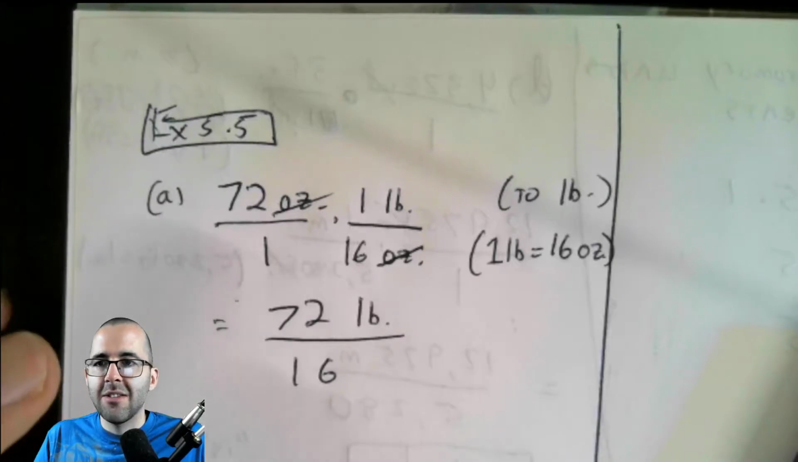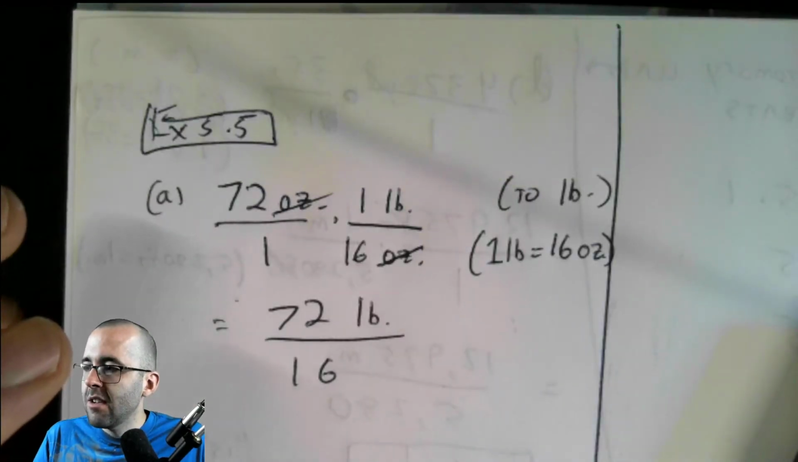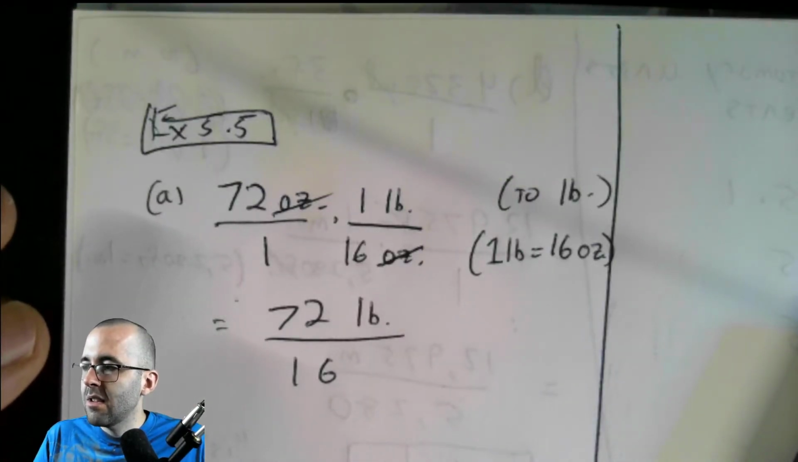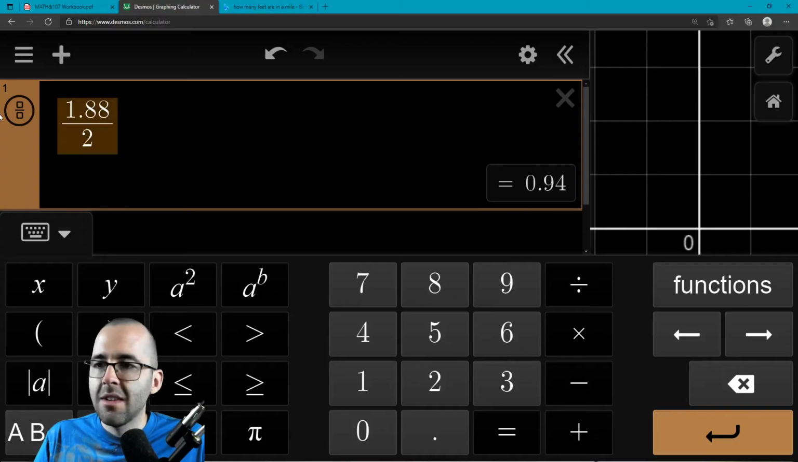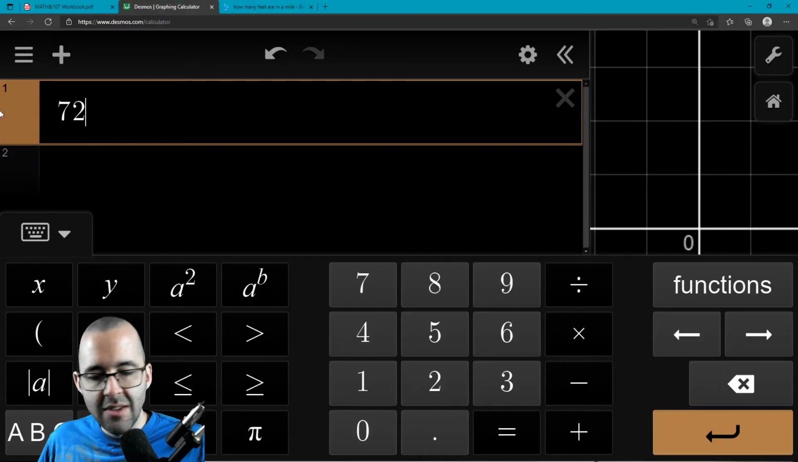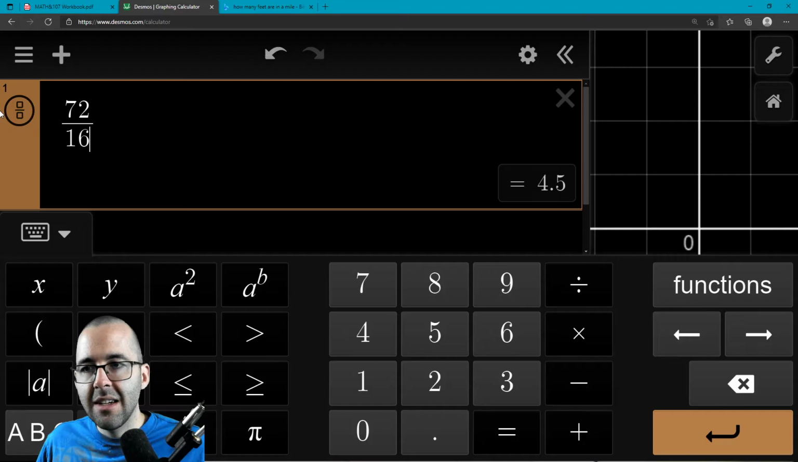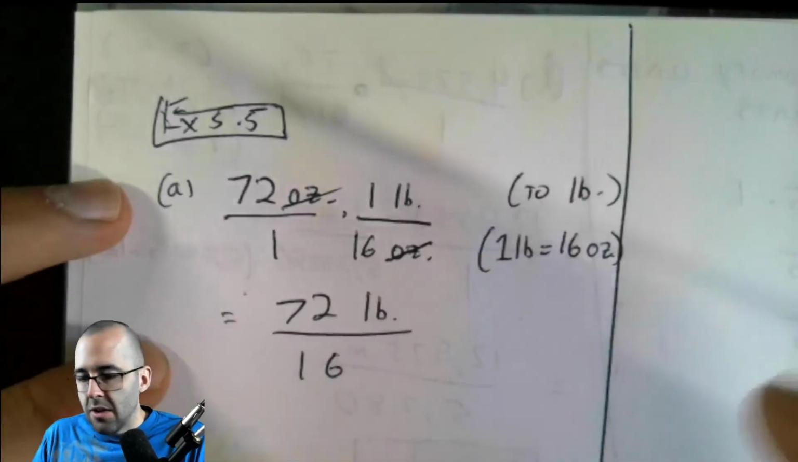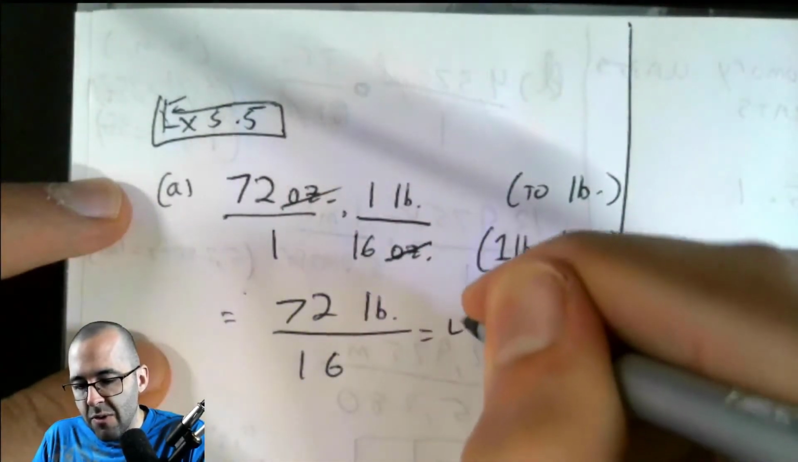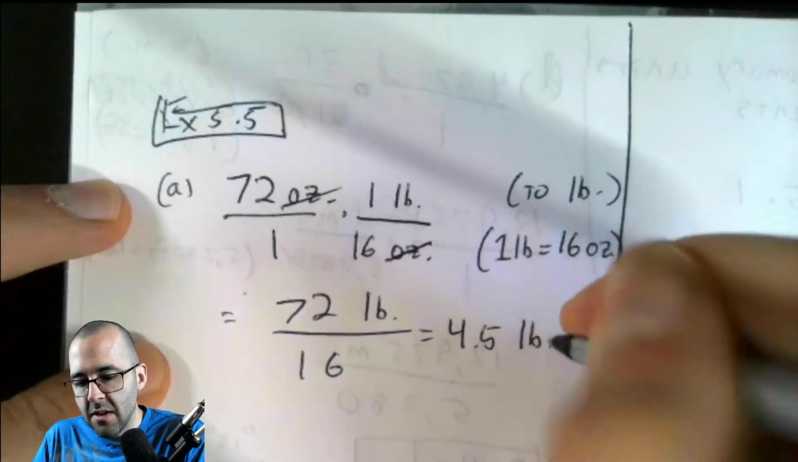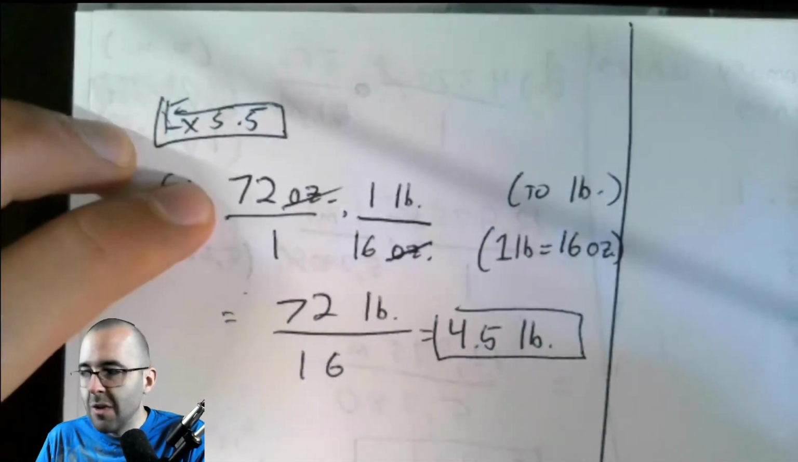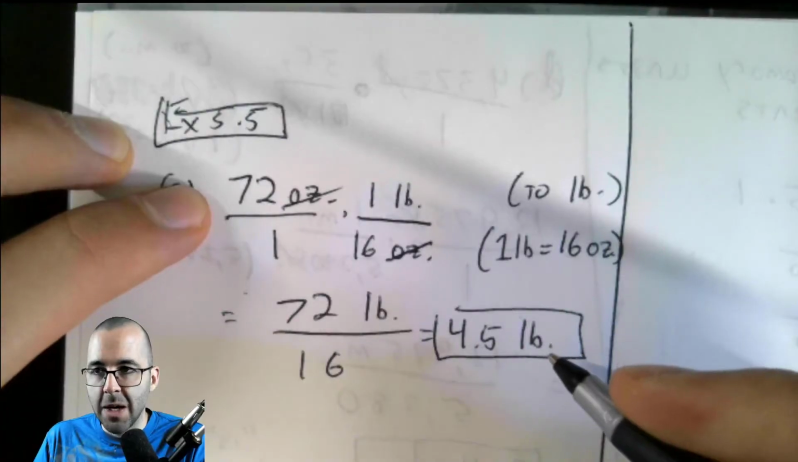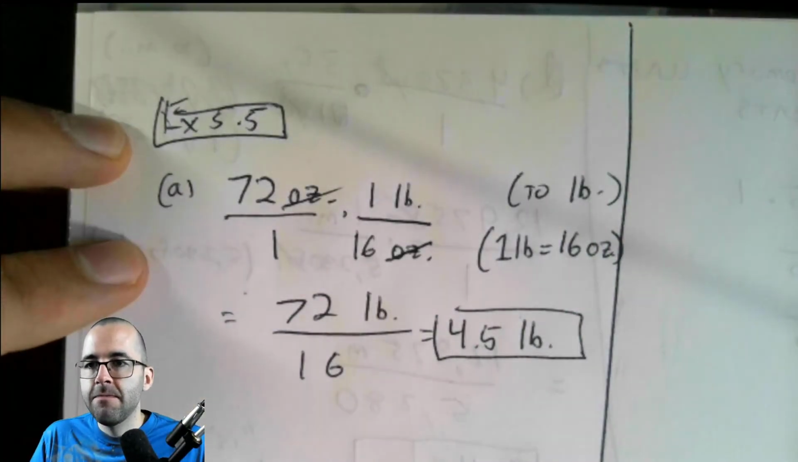And I don't think that divides super easily. So we can go into Desmos and say, okay, what's 72 divided by 16? 4.5. All right. So our final answer is going to be 4.5 pounds. 72 ounces, 4.5 pounds.